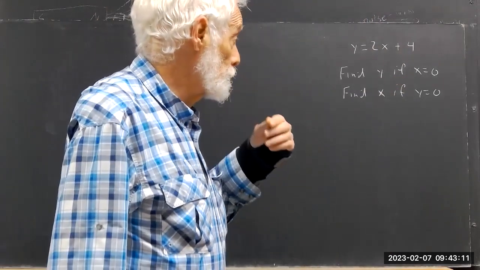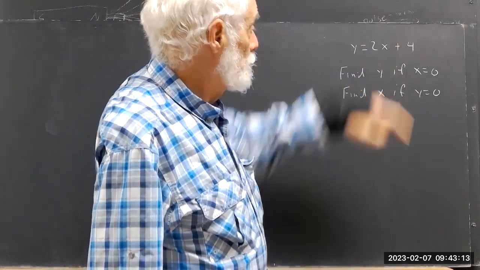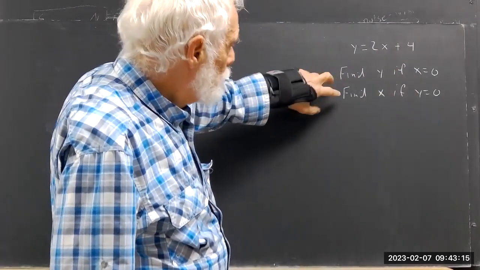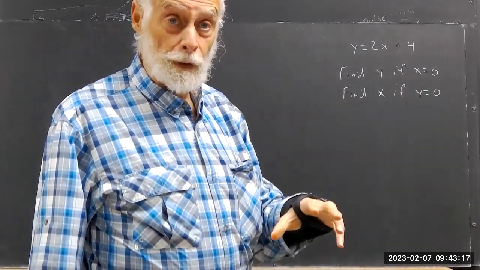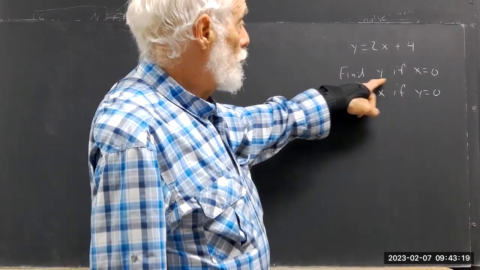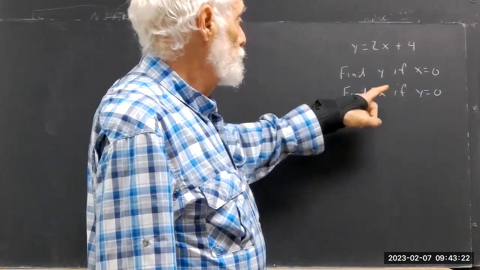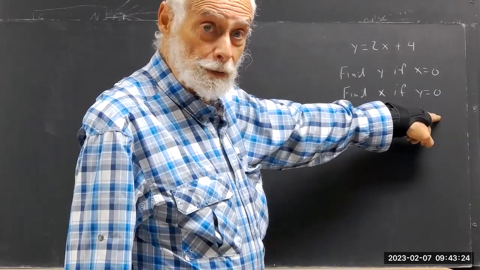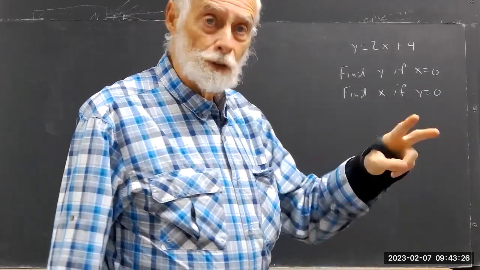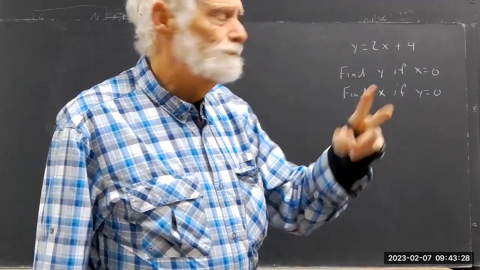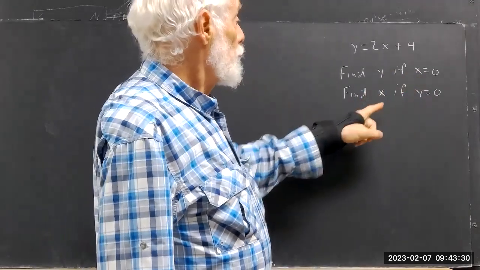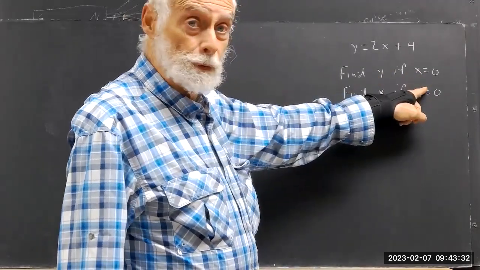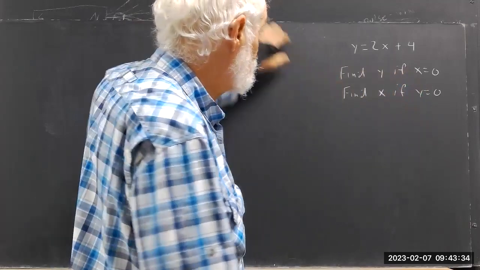Linear functions. We've got y equals 2x plus 4. Now, two things we always do when we have a function: we try to find the y value when x is 0, and we try to find the x value when y is 0. That gives us at least 2 points on a graph. That not always gives at least 1 point, because we can always find y if x equals 0. That's easy.